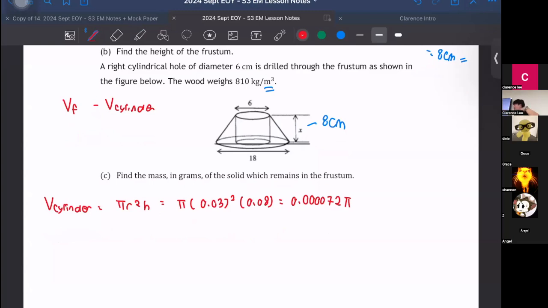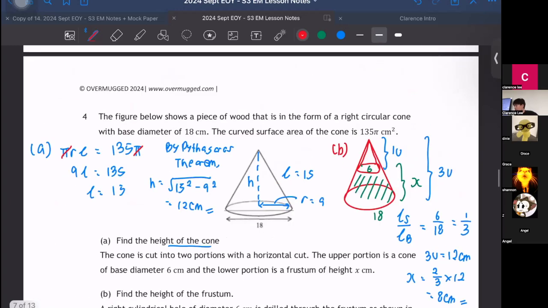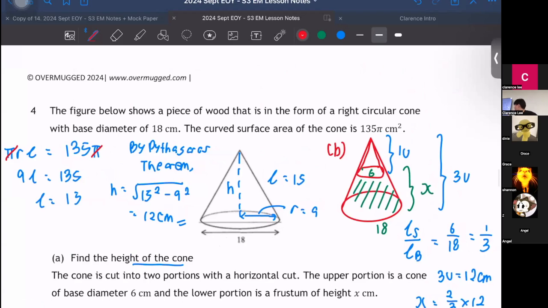Okay, next thing, we must find the volume of the frustum, right? But we don't know how to find volume of frustum. Nobody is taught on how to find volume of frustum. So what must we do? We go back to my ugly diagram just now. My frustum is derived from where? When I cut the small cone away from my big cone. So therefore, what I must do is to take my volume of big cone minus my volume of small cone.